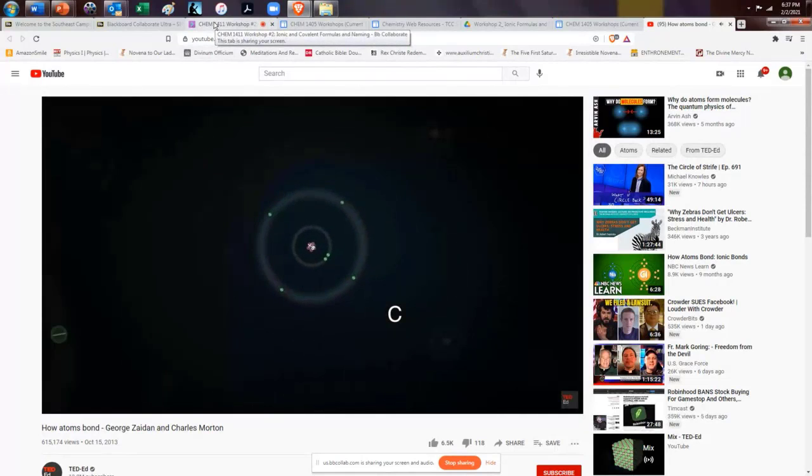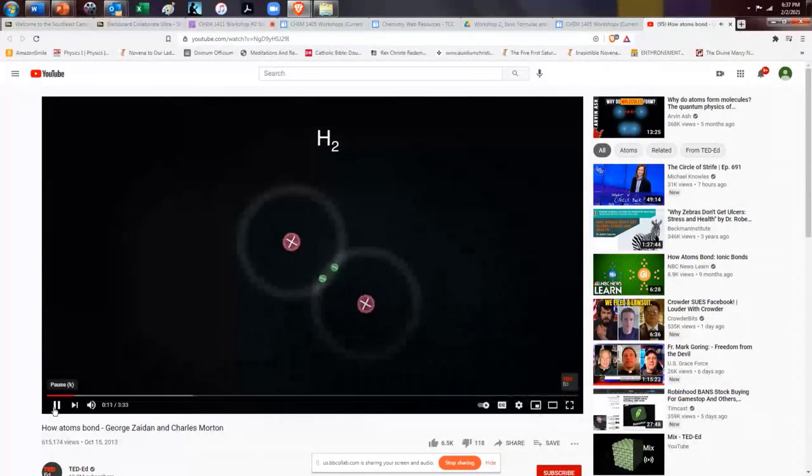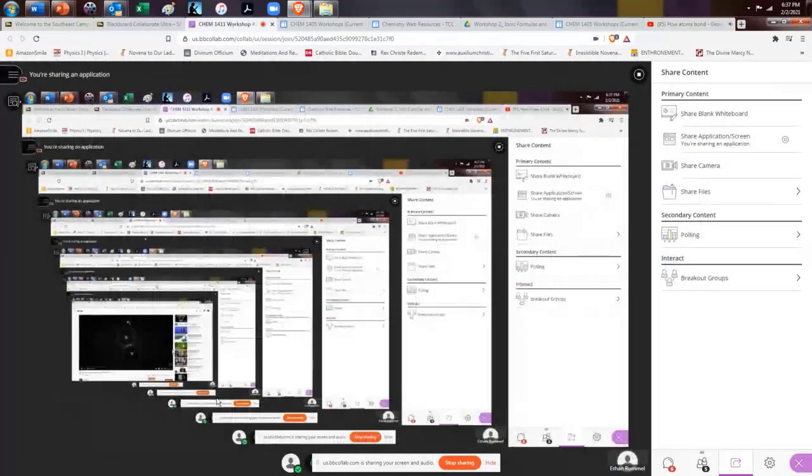Most atoms don't ride solo. Instead, they bond with other atoms.